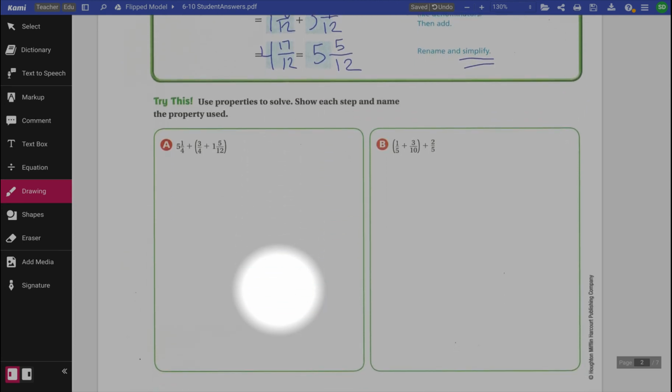So, go ahead and give A a try. Think about how you would regroup these numbers. Okay? Go ahead and pause the video, do A, and then you can press play again.